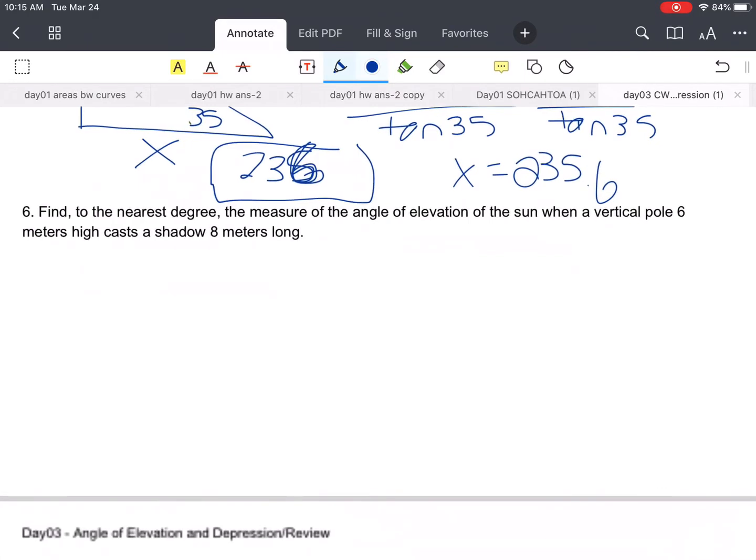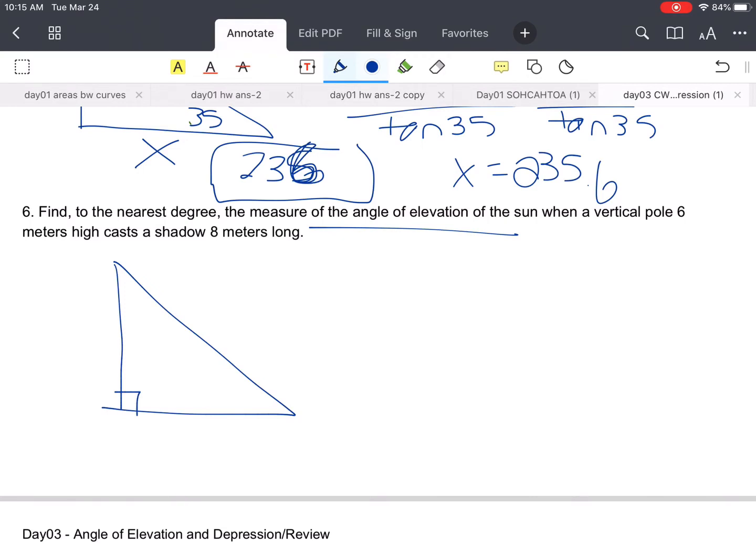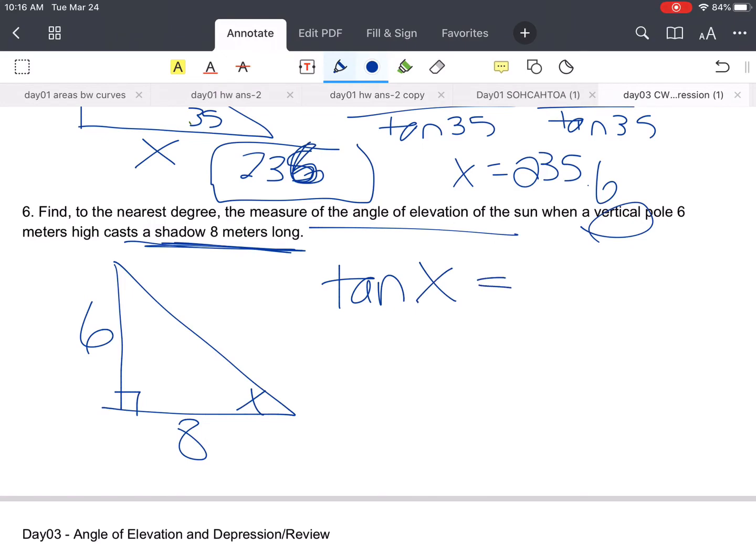Last one. Find to the nearest degree the measure of the angle of elevation. So now this time they want the angle of elevation. And they have a vertical pole, up, down, 6, and cast a shadow. Shadows are on the bottom, 8. So again, this is tan, but now x is my angle, and this is opposite, and this is adjacent, right? So opposite is 6, adjacent is 8.